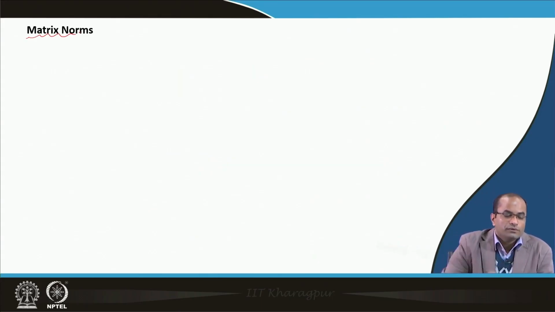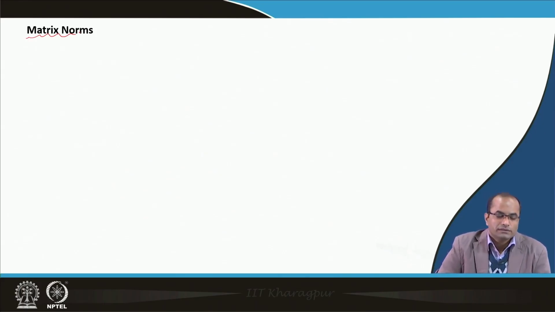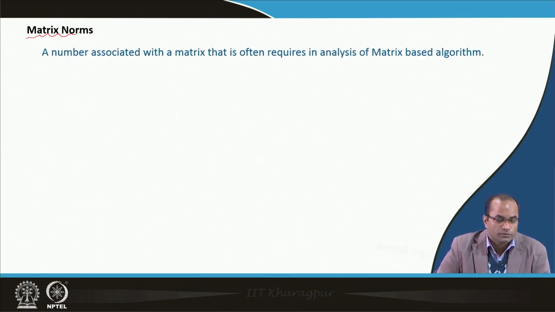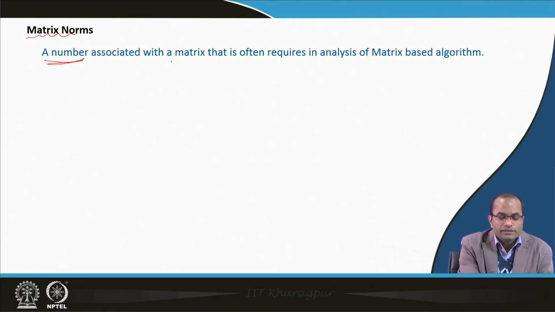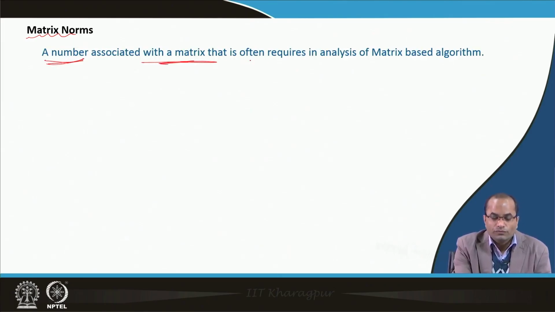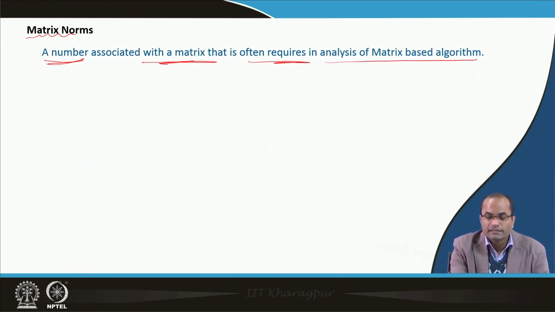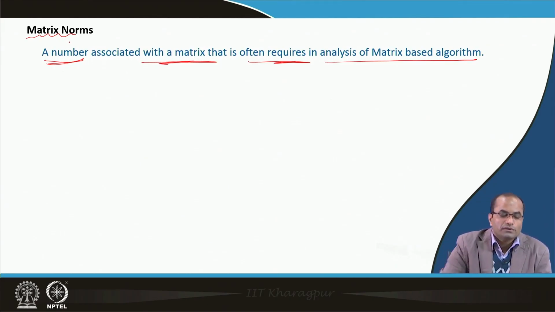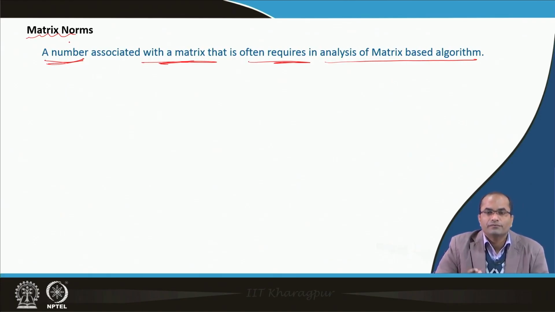Another terminology we are going to use is matrix norms. This is just a very brief introduction, the details are not provided here, just so we can use these terminologies in the numerical analysis portion. It is a number associated with a matrix, which is often required for the analysis of matrix-based algorithms. Here we are talking about matrices and iterative algorithms based on them. The matrix norm is very useful for defining, for instance, convergence, which we will discuss slowly.